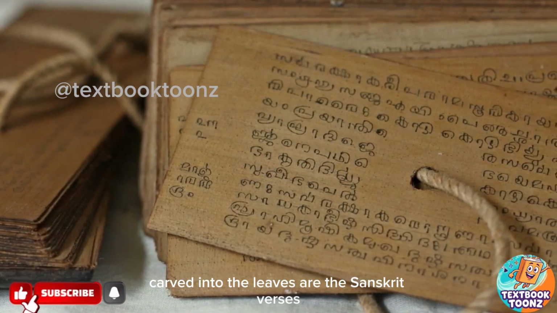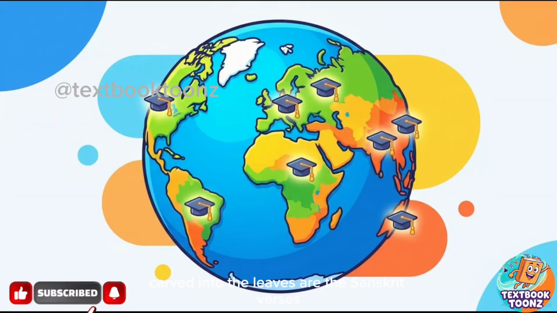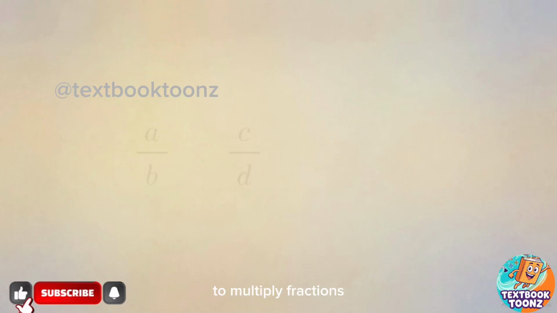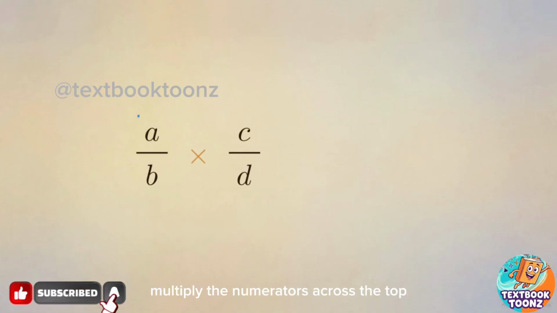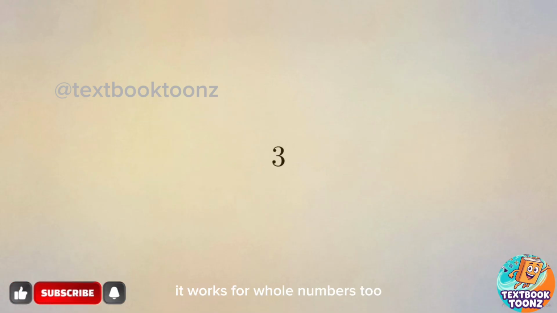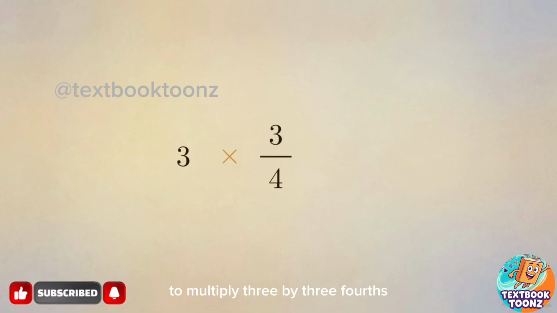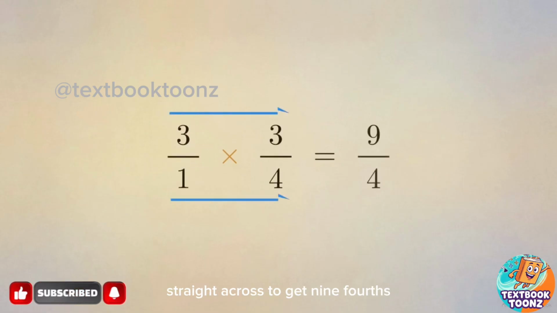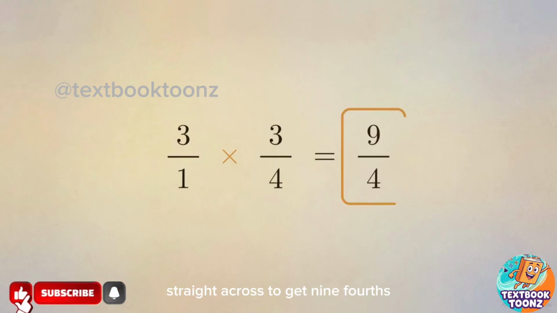Carved into the leaves are the Sanskrit verses that establish the fraction rules we still teach in schools across the world today. To multiply fractions, multiply the numerators across the top and the denominators across the bottom. It works for whole numbers too. To multiply 3 by 3/4, place the 3 over a 1 and multiply straight across to get 9/4.